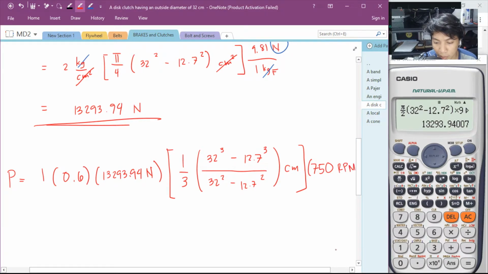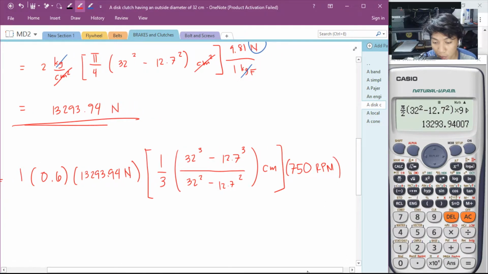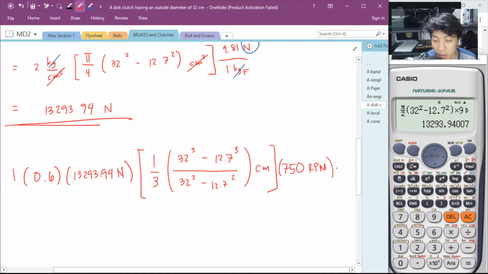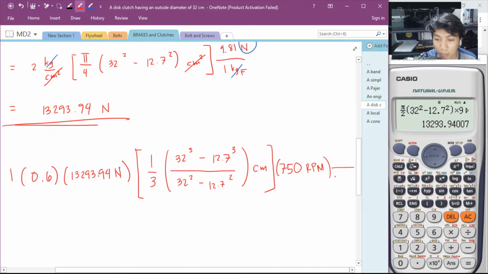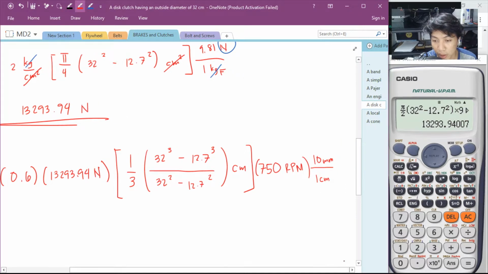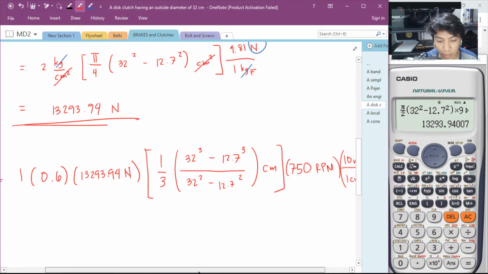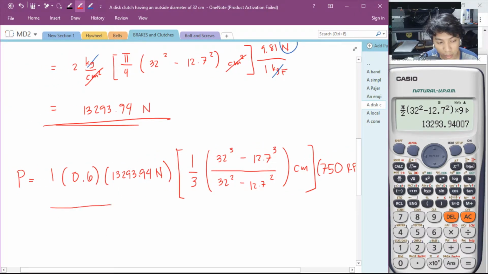RPM. Ang problema mo dyan, naka-cm. O, i-convert mo pa yung cm mo into millimeter. So, you have 1 cm every 10 millimeter. Kasi yung conversion natin dyan is naka-millimeter yung factor. Solve natin lahat sila.